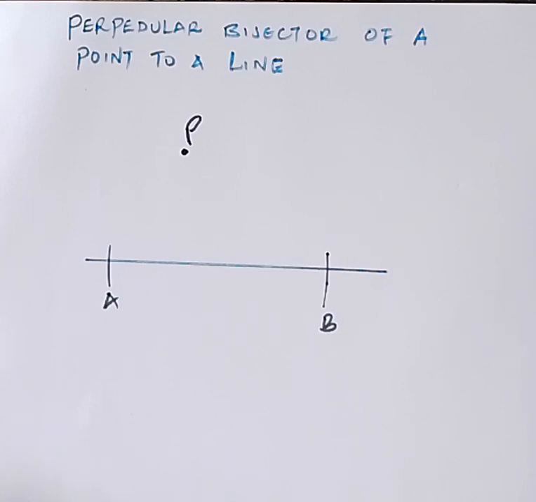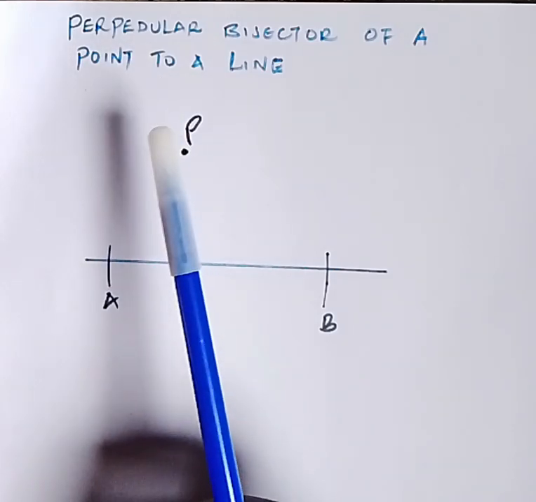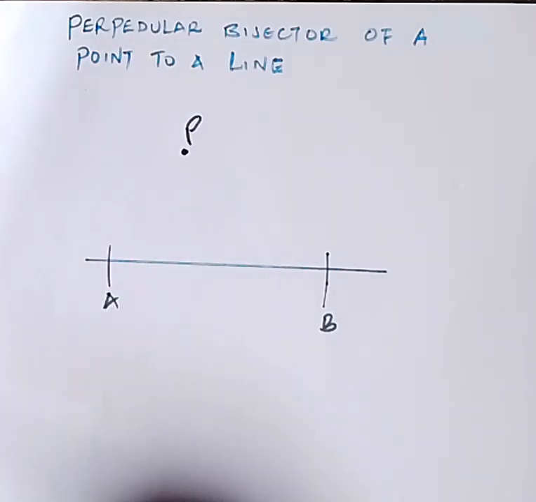So today we want to do a perpendicular bisector of a point to a line. As you can see now, we already have line AB and we have point P, from which we want to drop the perpendicular bisector. So feel relaxed. This lesson is meant for you.